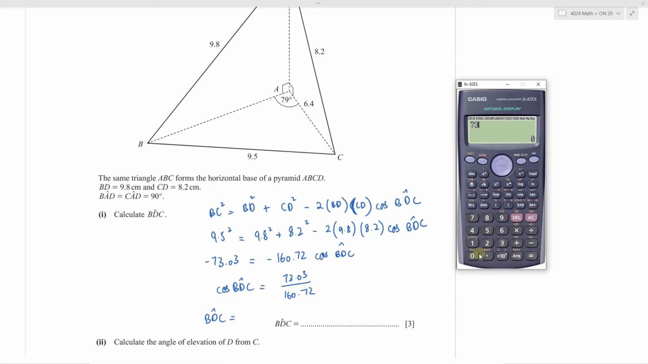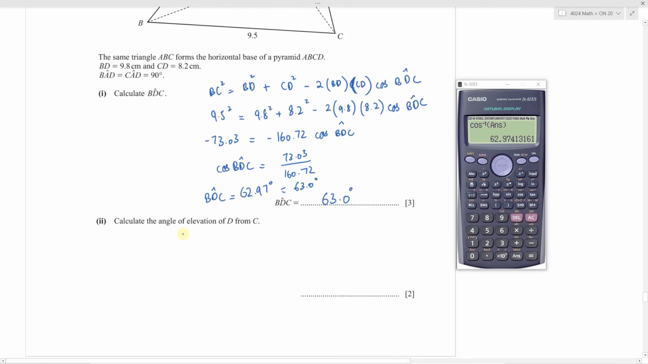So 73.03 divided by 160.72, and then you take the cos inverse of this. So this is 62.97 degrees, or if I write it to three significant figures, since this is 7, this will be rounded up. This will become 63.0 degrees. So angle BDC is 63.0 degrees.